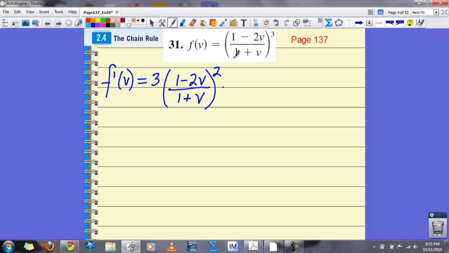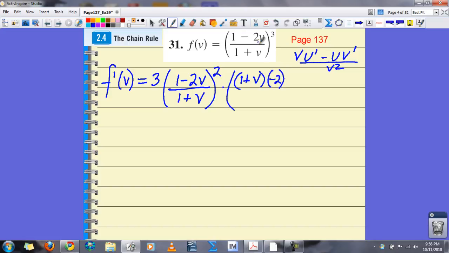Now, the inside is a quotient, so you have to use the quotient rule. You're going to have u over v. Remember, the formula for the quotient is v u prime minus u v prime over v squared. Okay? So, here we go. V is your bottom, so you're going to have the bottom, which is 1 plus v, times the derivative of the top. Now the derivative of the top using the power rule, you're just going to get plain -2 here.